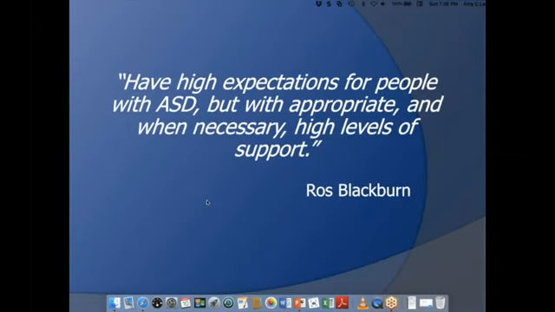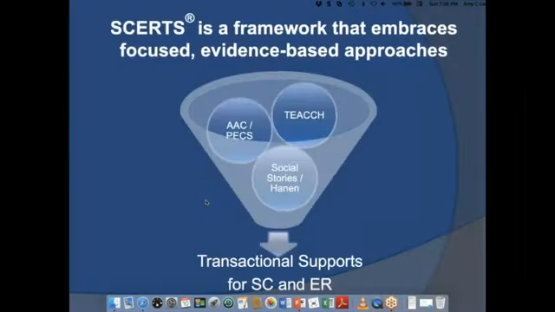We don't put any limits on where we think somebody can go in terms of their learning. We want to have high expectations, but we want to meet them at their developmental level. And when we meet them at their developmental level, we want to put all the supports in place that will help move them forward. So we have a curriculum within the model, which I'll have a few minutes to talk about, I promise, before we break for questions.